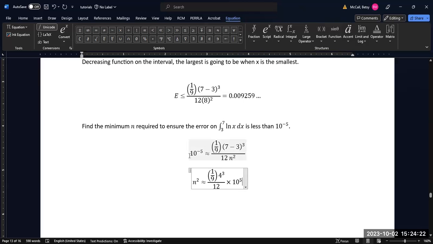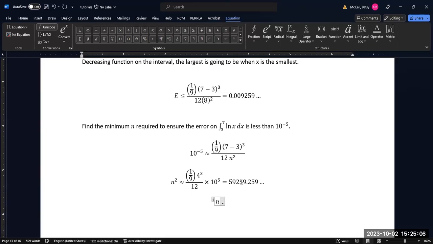So multiplied by n squared to get it over here, multiply by 10 to the 5th to get that over here. And now I can evaluate this right side of the expression and find out what my n squared needs to be. 1 divided by 9 times 4 cubed divided by 12 times 10 to the 5th. I get approximately 59.259, blah, blah, blah. And then we take the square root of the result.